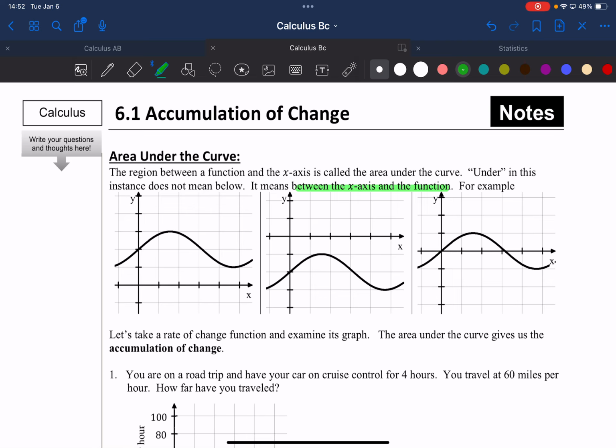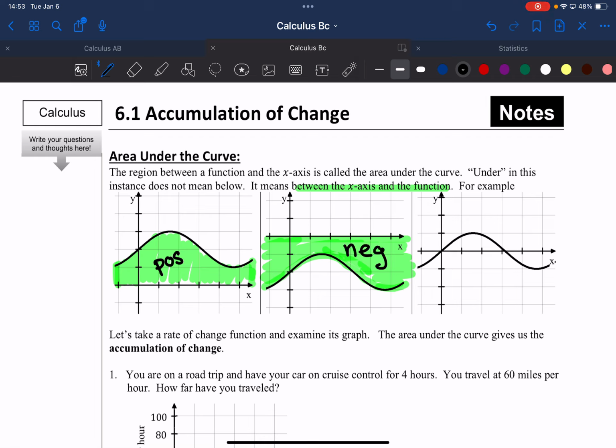So if the function is above the x-axis, then we know we have a positive area. If the function is below the x-axis, then we have a negative area. So on this first one, you can either use your pencil or a highlighter. Color in the space between the function and the x-axis. And since the function was on top, we would say that this area is positive. Okay, and then on the next graph, we have the x-axis here, and then the function below it. Shade everything in between, and this would be, correct, negative.